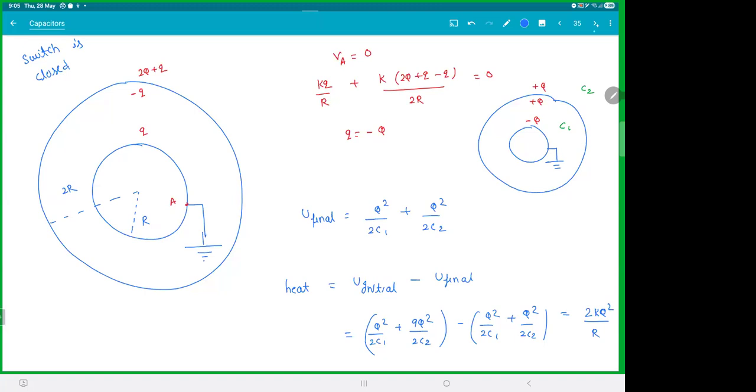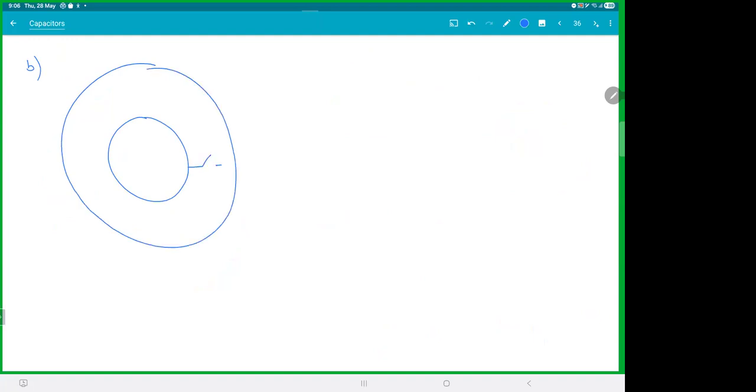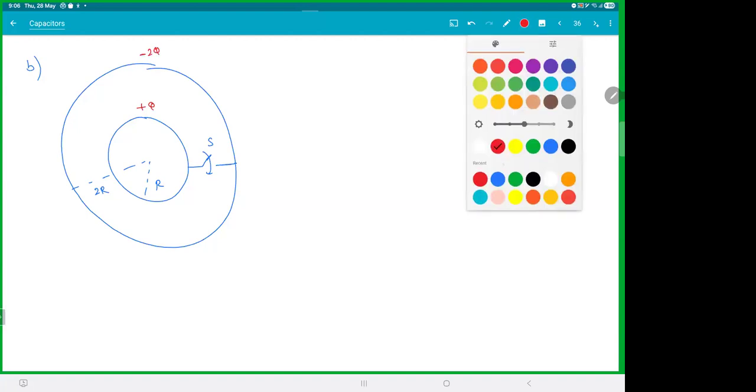I'll give you one more like this. You guys tell me how is the answer. Inner shell, outer shell. This time there's a switch between them. Nothing is grounded. This is R. This is 2R. Let's say this is plus Q. This is minus 2Q. Find the heat produced when switch is closed.